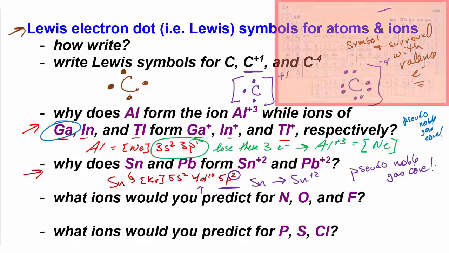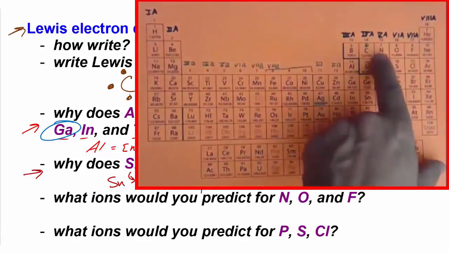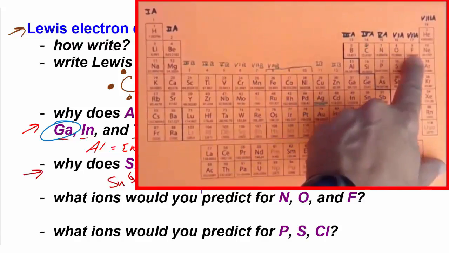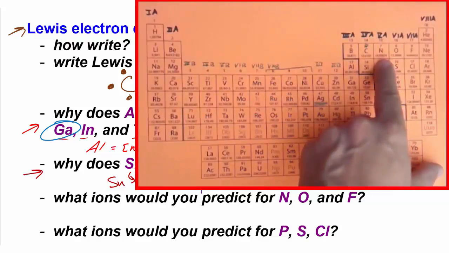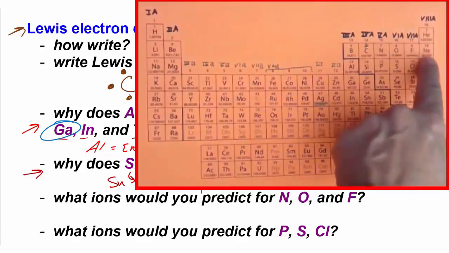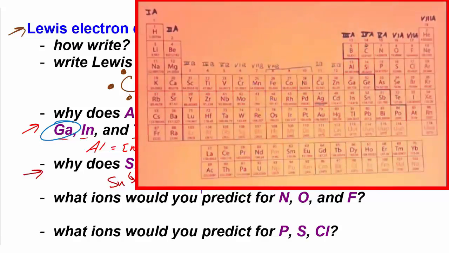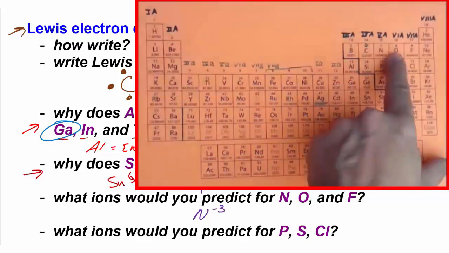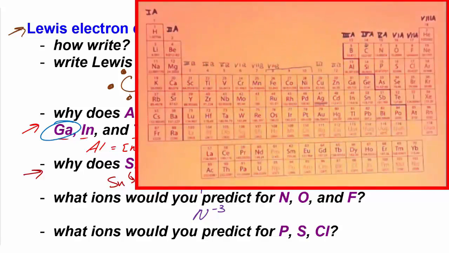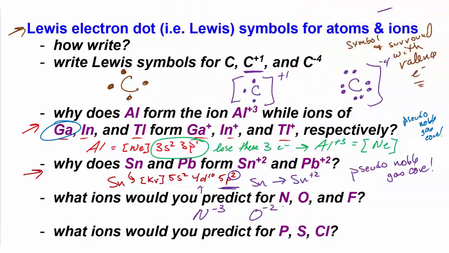What ions would you predict for N, O, and F? So for nitrogen, oxygen, and fluorine, you remember the idea is that you want to be isoelectronic with a noble gas. So for nitrogen to be isoelectronic with neon, it needs to gain 1, 2, 3 electrons. So that'd be N-3. Oxygen needs to be isoelectronic with neon, gain 2 electrons, 1, 2. And fluorine would just gain 1 electron.